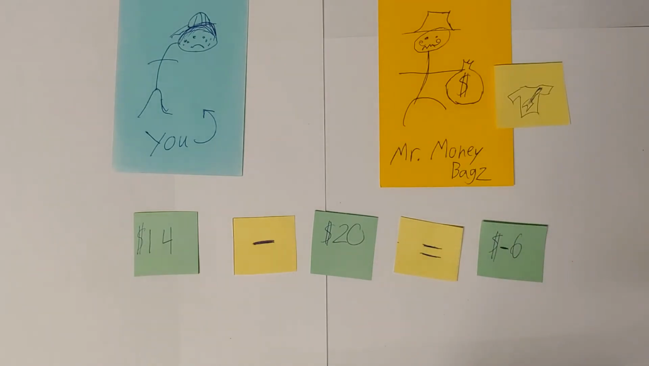Now you might be thinking, well, what does negative $6 really mean? Well, that's the amount of money that you owe. So you can think of negative money as money that you owe to somebody.